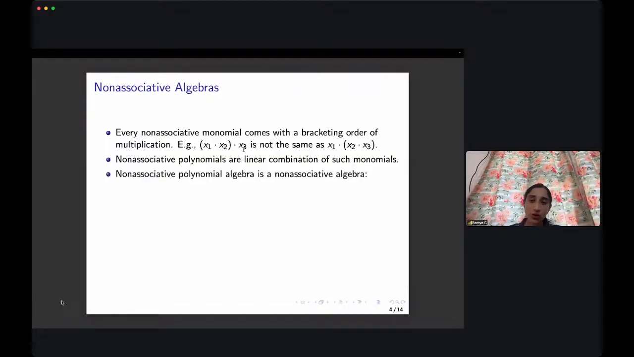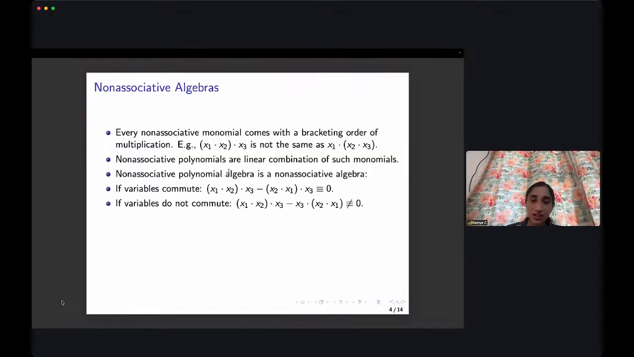Now, you could think of variables commuting or not commuting. If the variables commute, then here is an example of a non-associative polynomial that is identically 0, because the variables commute, it does not matter whether the order is x1, x2 or x2, x1. And if the variables don't commute, then here is a polynomial that is not identically 0. So depending on whether variables commute or not, you get a commutative or non-commutative, non-associative algebra.